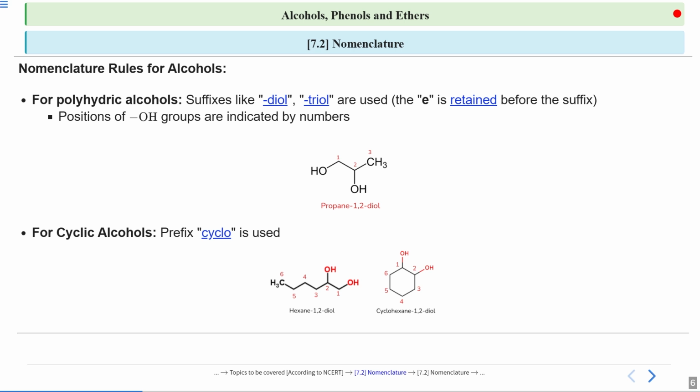Similarly, for the cyclic alcohols, we are using the prefix cyclo. Other than that, every rule is the same. Cyclohexane 1,2-diol. In this cyclohexane structure, at the first and the second carbon, we have OH groups attached. So the name will be cyclohexane 1,2-diol. Here also you can observe in these two structures that they are polyhydric alcohols, so the E of the parent alkane is retained before the suffix.